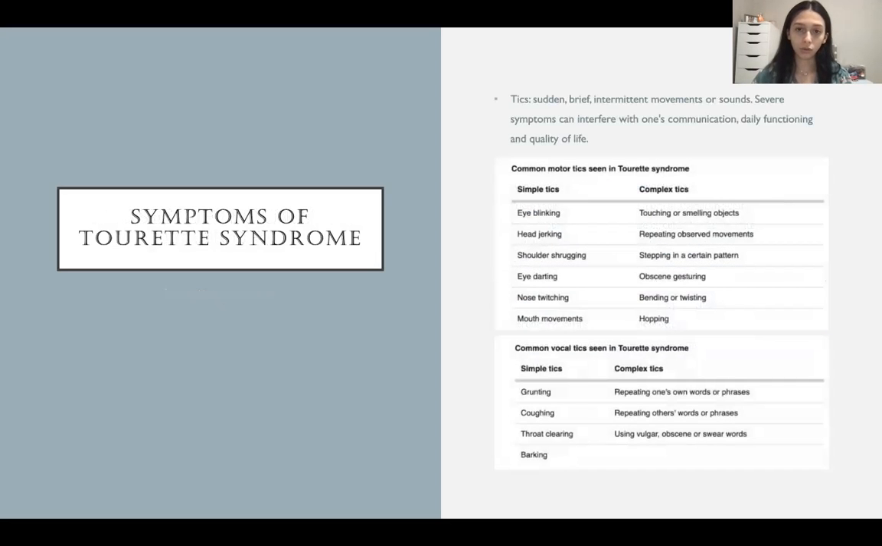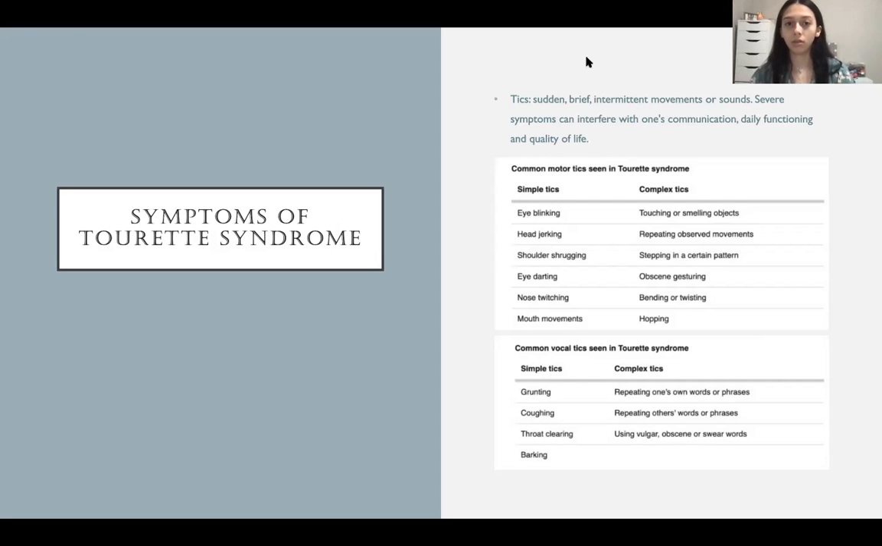Next, we are going to do the symptoms. I found this chart online. While reading it, I felt it was more understandable because they broke it down into motor tics and vocal tics. Since we are learning what types of TS there are, this can give a better understanding of what motor tic symptoms are and what vocal tic symptoms are.